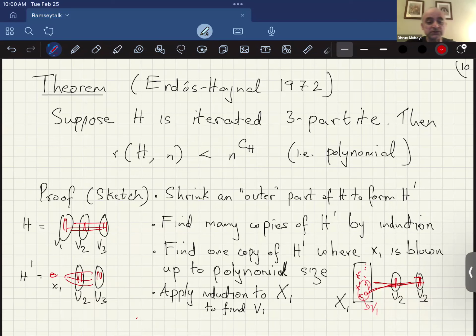Okay, the point is that you do some kind of recursive induction proof. And at the end of it all, you can find polynomial size independent sets in hypergraphs as long as they do not contain some iterated 3-partite H. Okay, so this gets us started. It gives us a whole lot of hypergraphs whose Ramsey number is polynomial.